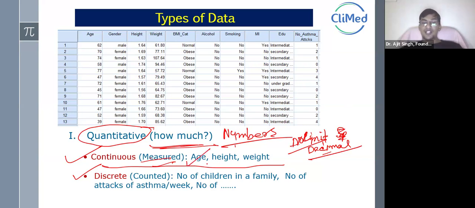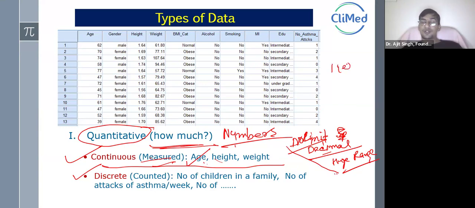Suppose age. There is a huge difference in the range. Third thing is huge range. I mean, the gap between the lowest number and the highest number is too much. So that is called range. Age matches completely all three. First of all, no limit.